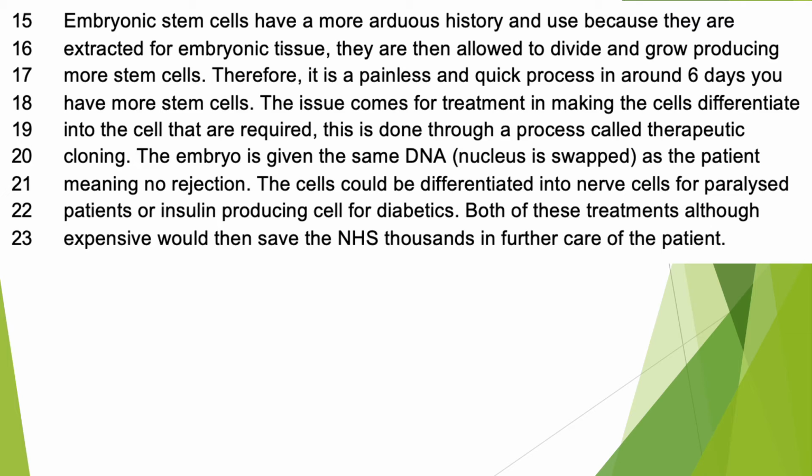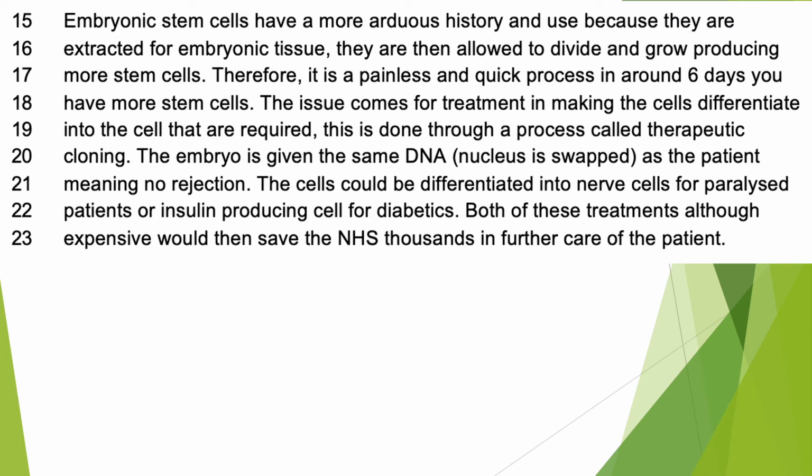Right. So moving on, we're still talking about the medical issues here, how they're used, and so we're going to talk about embryonic cells for a little bit. Embryonic stem cells have a more arduous history and use because they are extracted from embryonic tissue. They are then allowed to divide and grow, producing more stem cells. All right. Therefore, it is a painless and quick process. In around 6 days, you have more stem cells.